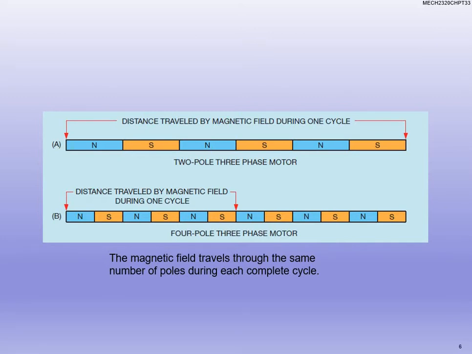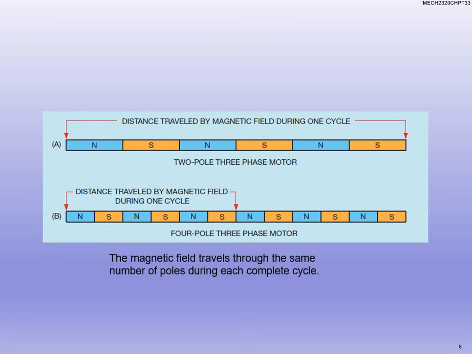If we have a 2-pole 3-phase motor, think of this as a clock: north, south, north, south, north, south. Whereas the other one is north, south, north, south, north, south, north, south. We have a 4-pole 3-phase motor, so we're changing poles more. But the field travels through the same number of poles during each complete cycle. If we take a look, the top one has 3 norths, 3 souths, and the bottom one still has 3 norths, 3 souths, but it's how we're hitting those poles as it's rotating around.